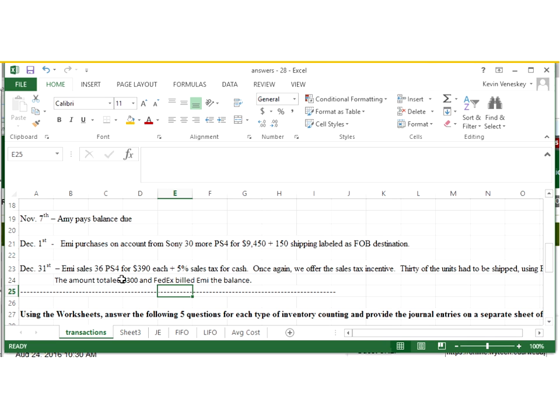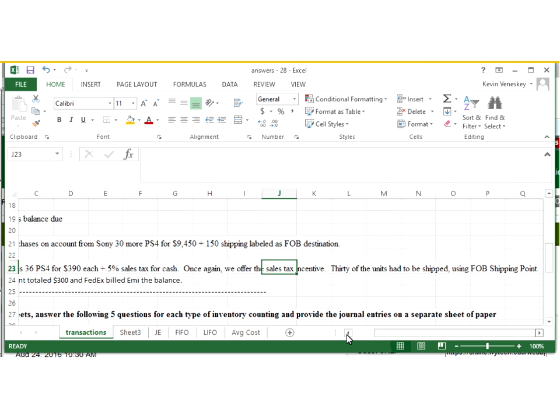Now to finish it off, we sell 36 PlayStations, $390 each, so we're starting to give a little bit of that. I received them a little cheaper, so now the store can sell them for a little cheaper. Again, there's sales tax, but we again are very nice, and we offer an incentive for those cash customers. All of them happen to be cash this time, so I give a discount to all of them, basically covering the sales tax.